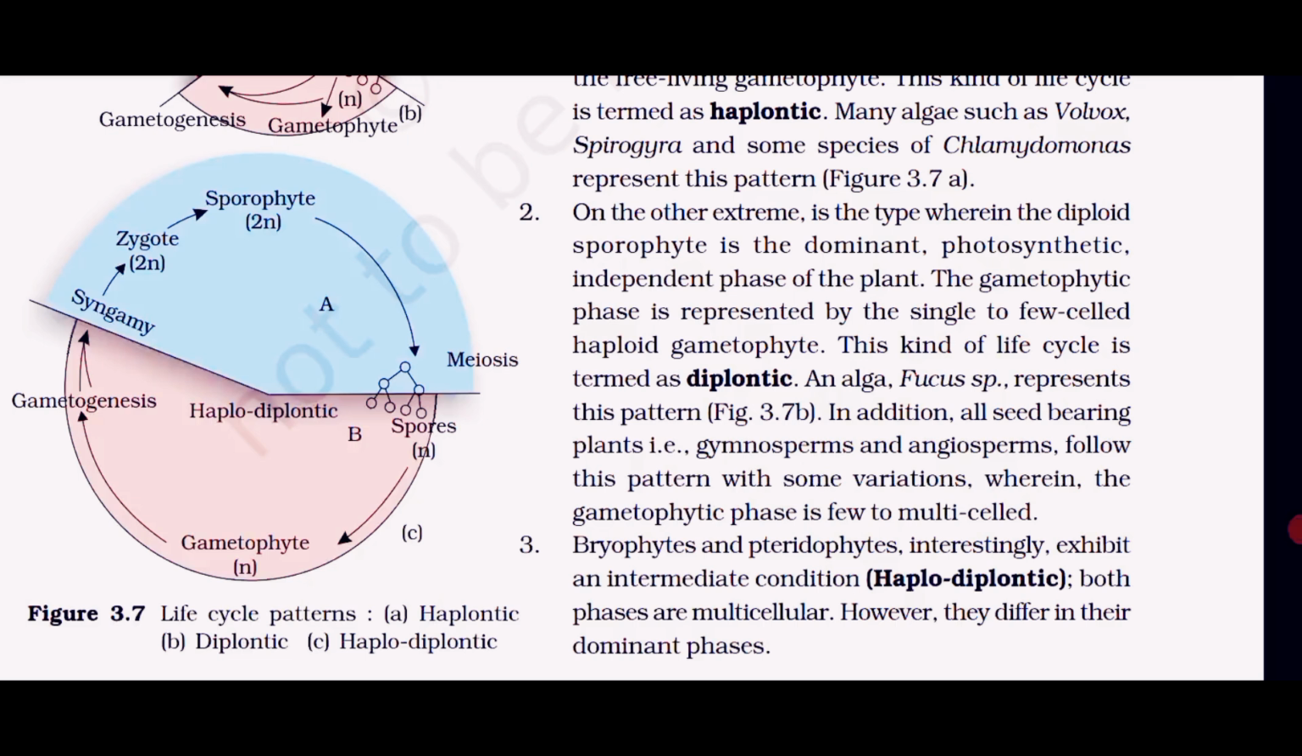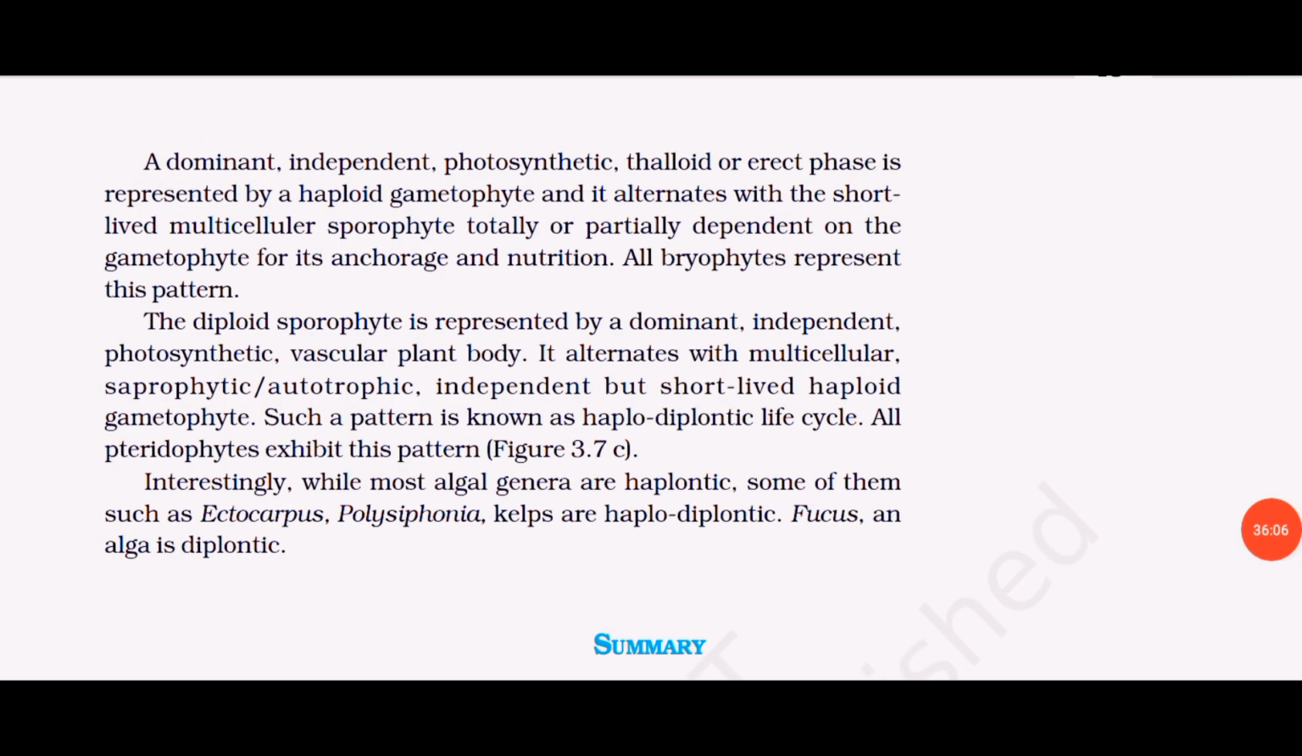3. Bryophytes and pteridophytes interestingly exhibit an intermediate condition, haplodiplontic. Both phases are multicellular, however, they differ in their dominant phase. A dominant, independent photosynthetic thalloid or erect phase is represented by a haploid gametophyte and it alternates with the short-lived multicellular sporophyte, totally or partially dependent on the gametophyte for its anchorage and nutrition. All bryophytes represent this pattern.